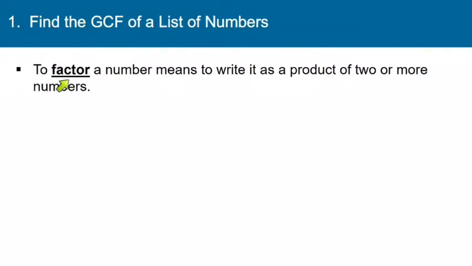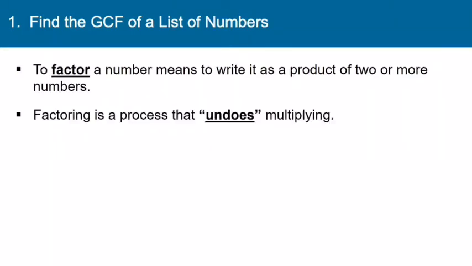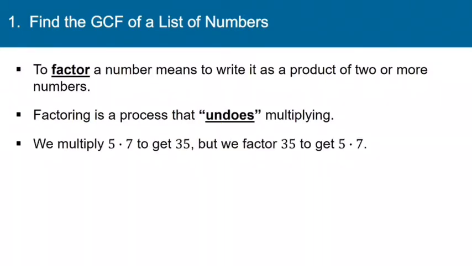First of all, to factor a number means to write it as a product of two or more numbers. You probably already know that. Actually, factoring is just a process that undoes the multiplication process. For example, we multiply 5 times 7 to get 35, but we can factor 35 to get 5 times 7.